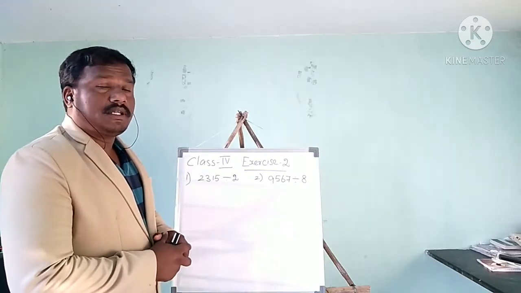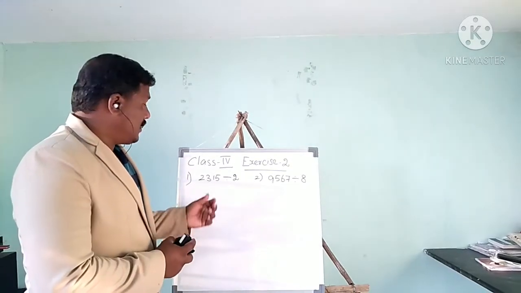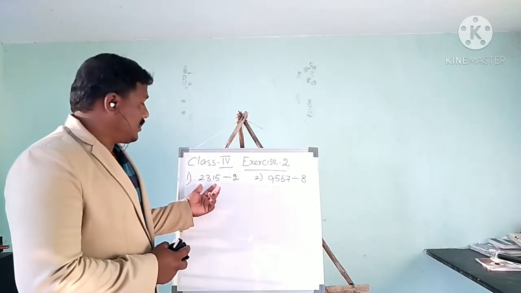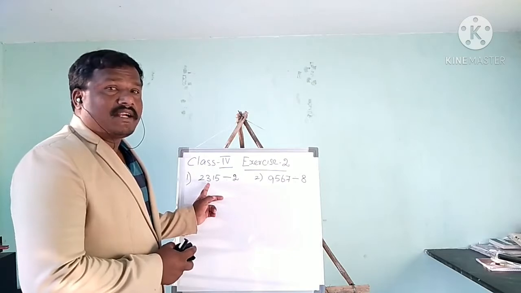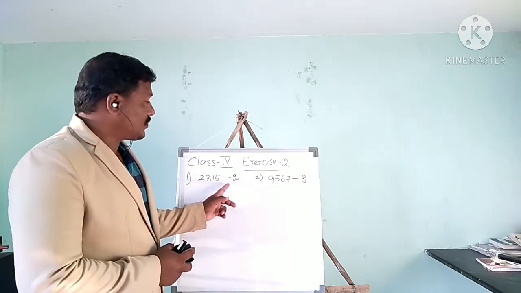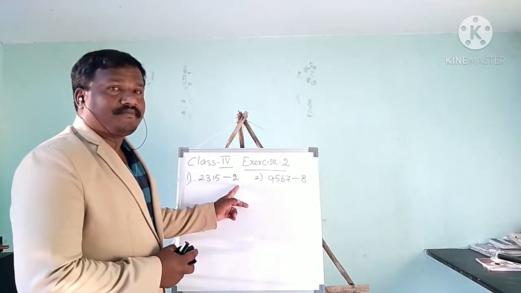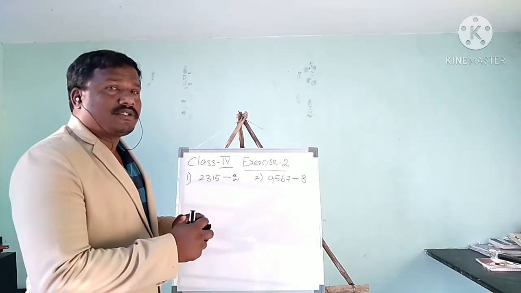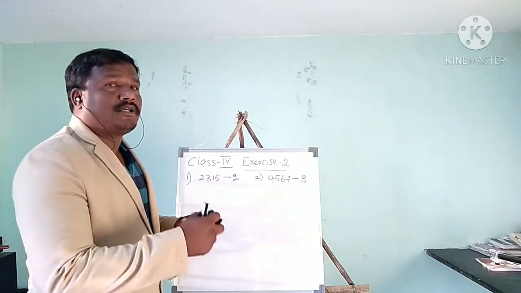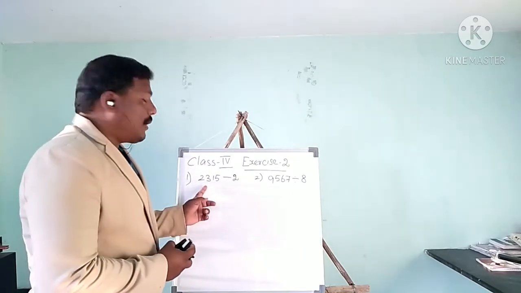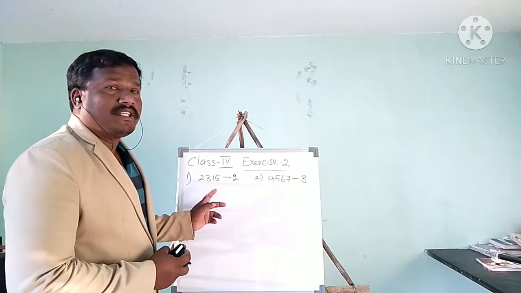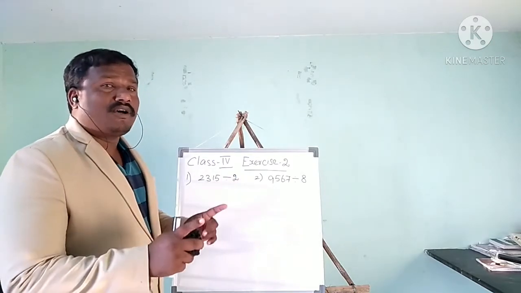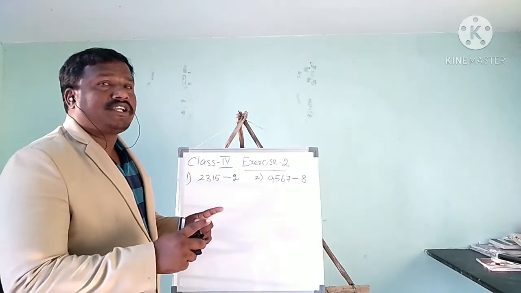I will tell you one real example. This is the amount. 2315 is the amount. So two people are there. Okay, so we want to give this amount, 2315 rupees, to two people. I want to calculate how much amount each person gets.